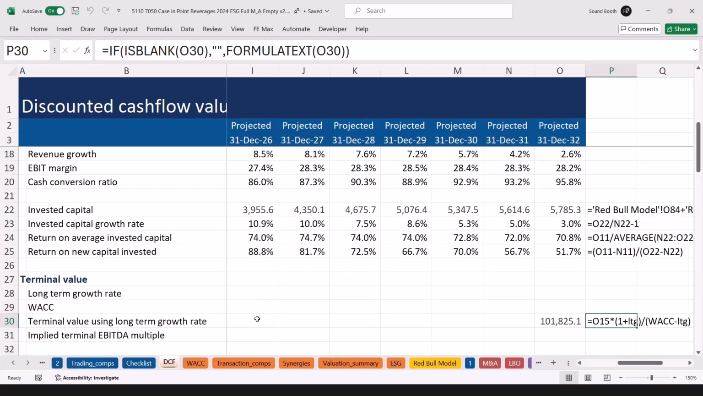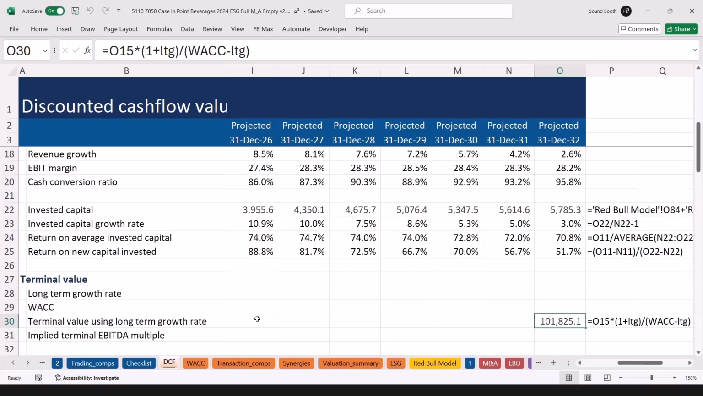2032. And because we're assuming the cash flows are in the middle of the year, and because we use the cash flow in the middle of 2033, because we grew the 2032 cash flow out one more year, that means that 101,825 number is in the middle of 2032. So we're valuing the firm at about 101.8 billion euros.